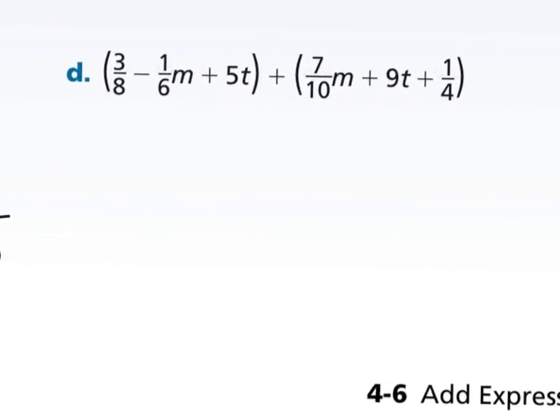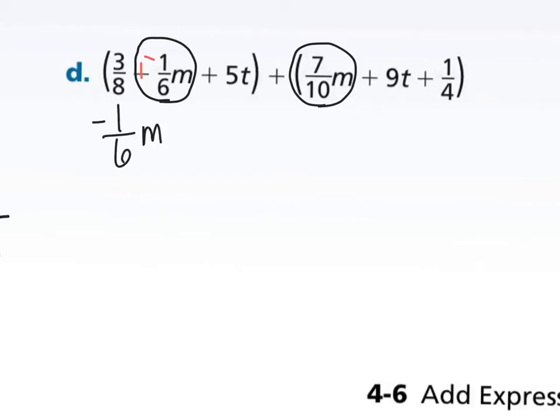We look at part D. Again, if we want to start by looking at our variables, M is our first variable. Before we do that though, let's add the opposite. Only got one spot to do that, looks like. So M terms, we got a negative 1/6 M and a 7/10 M. I'm just going to go ahead and bring these down here so we can see what's happening.